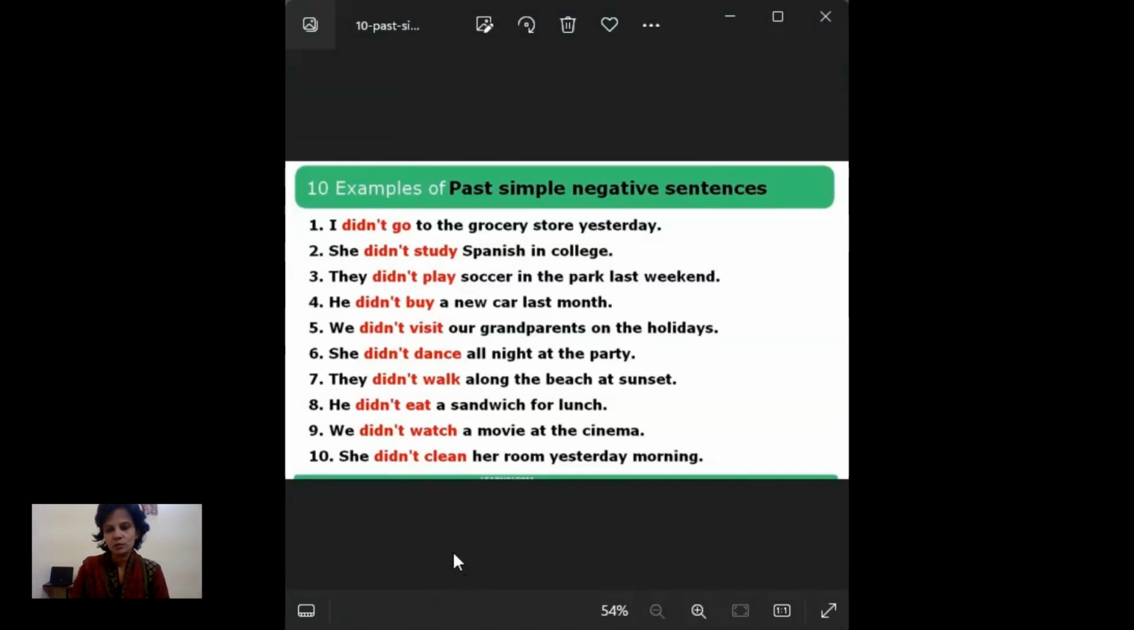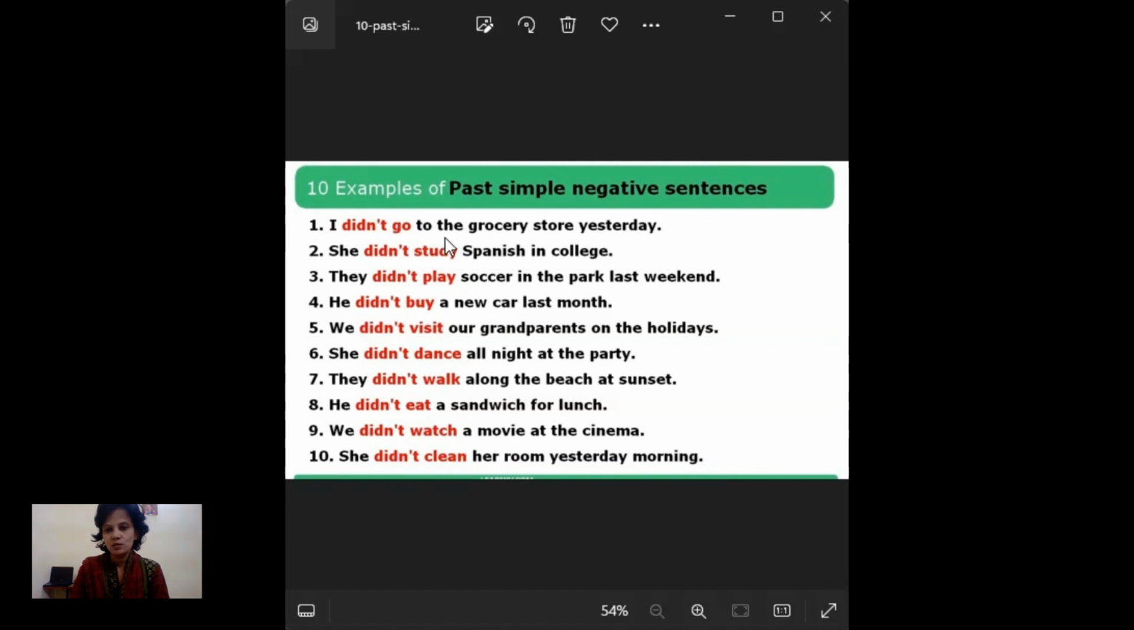Today I'm planning to talk about past simple negative sentences. I already completed the positive and questioning forms, the past simple affirmative and past simple questions. And today I'm going to teach past simple negative sentences.